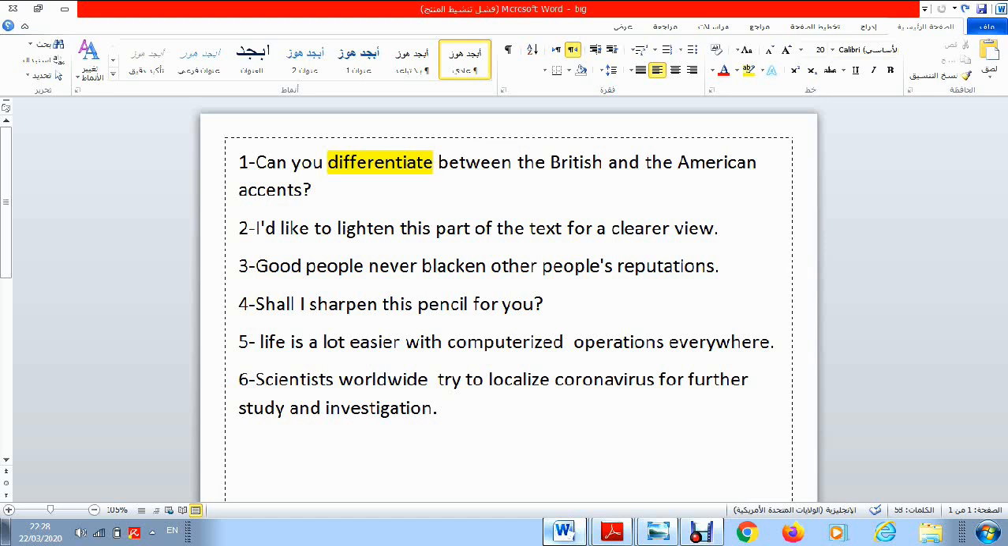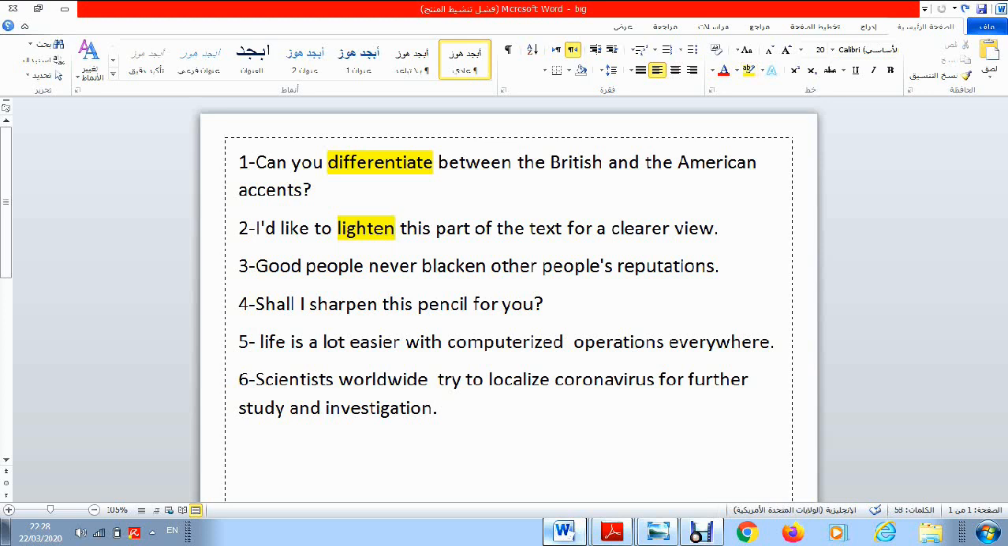I would like to lighten this part of the text for a clearer view. Lighten. I have a text, and by so doing, I'm giving it more light. I'm highlighting this part for students to focus.